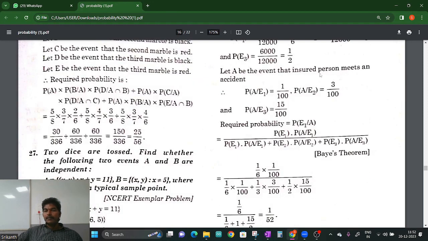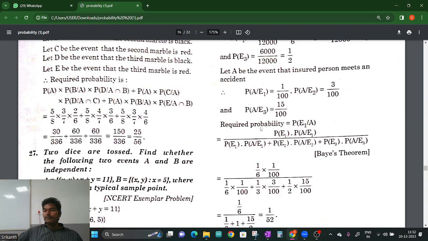Let capital A be the event, insurance person meet an accident. Capital A indicates the insurance person meet the accident. So he is a scooter driver. So what is the chance for that? It was given 0.01. The probabilities are mentioned given to you in the question. So 1 by 100. P of A by E2 is 3 by 100. P of A by E3 is 15 by 100.